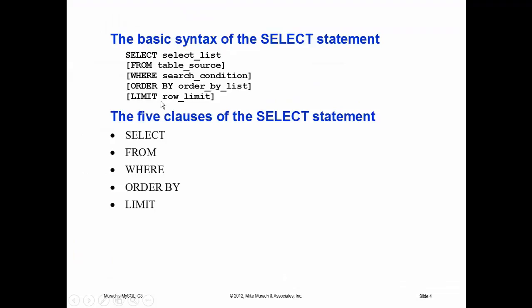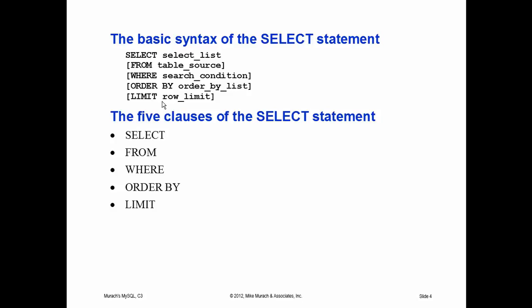So here's the basic syntax of a select statement. You'll notice that virtually everything in here, other than the select line itself, has brackets around it, which means that really everything in here is optional. Typically when you have a select list, you'll have a from statement. But you only put a where in there if you want to filter your criteria.